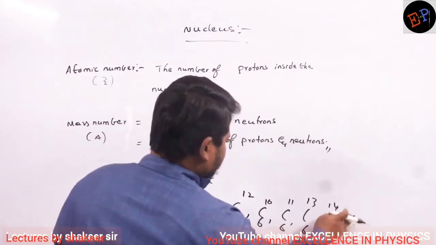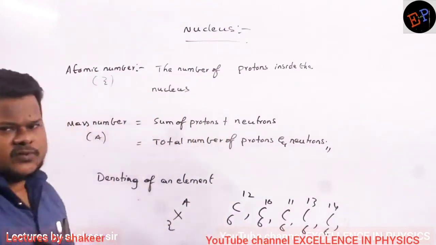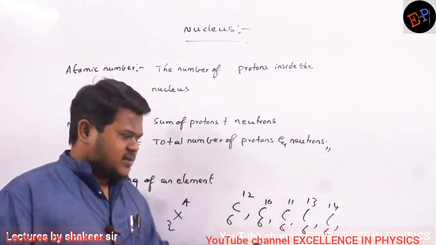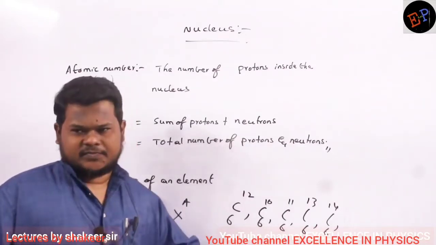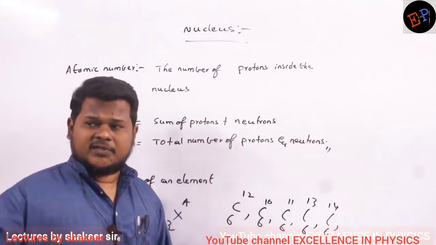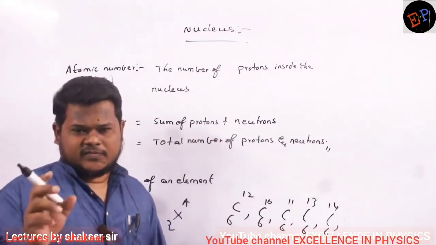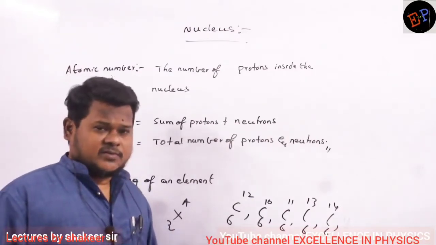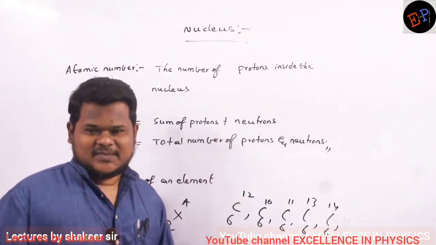That's all up to here. So these many isotopes of carbon are present. All of them are carbon only. And what does 6 represent? The number of protons. If the number of protons changes, the element will change completely. If you write 7 instead of 6, what happens? It becomes nitrogen.